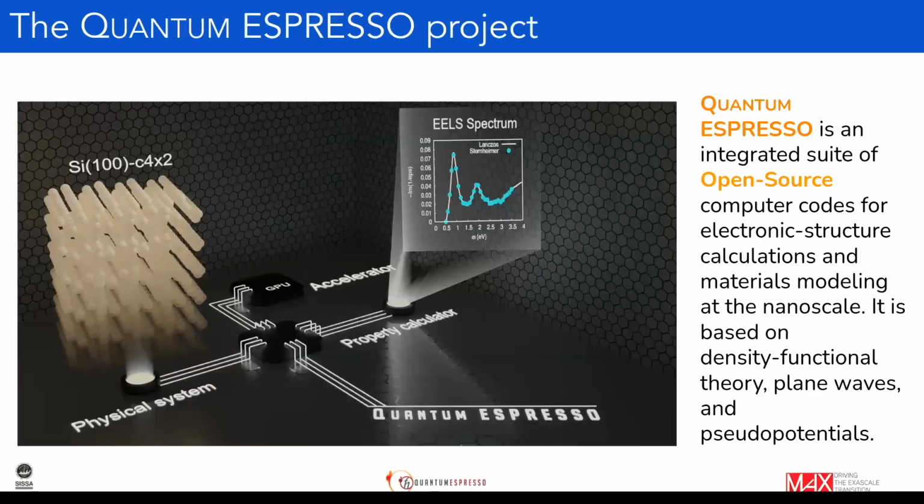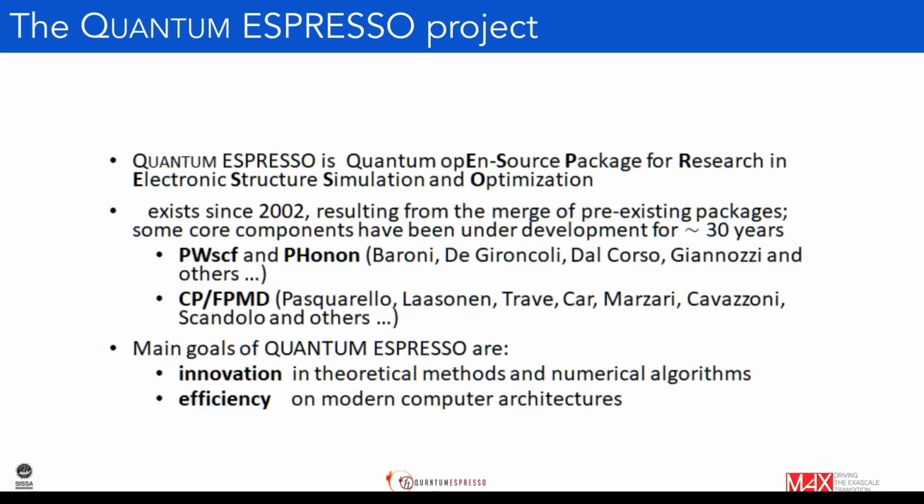So just to start, Quantum Espresso is an integrated suite of codes that perform ab initio calculation of electronic structure, based on density functional theory, plane waves, and pseudopotentials. It's a project that is now more than 20 years old. It started in 2002, based on work that had been going on for more than 10 years before, and it merged the effort that was done in SISSA, mainly about the linear response codes by Stefano Baroni, Stefano de Gironcoli, Paolo Giannozzi, and many others.